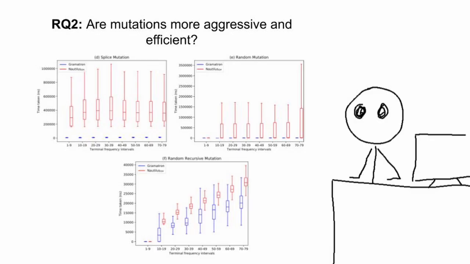It's pretty evident from these graphs just how much faster Gramatron is compared to Nautilus. Looking at the splice mutation and the random mutation, you can barely even see the marks that Gramatron makes in comparison, because they're just such a fraction of the time it takes Nautilus to do those same mutations. Random recursive is a little bit closer, but even then, Gramatron is still more efficient and faster than Nautilus.